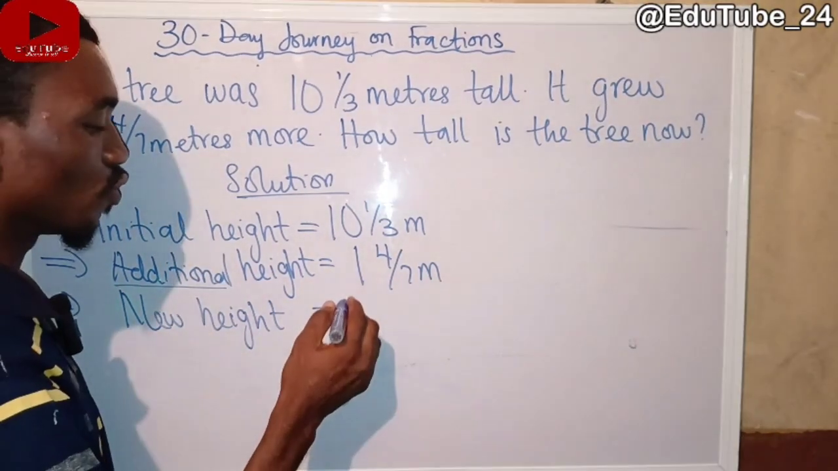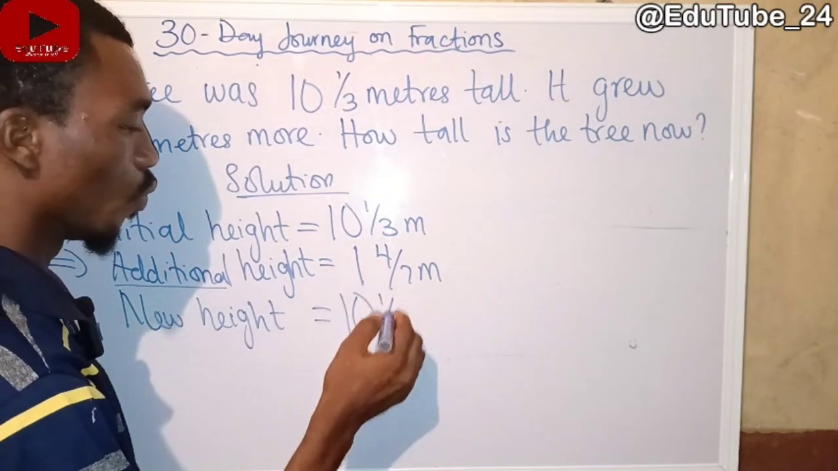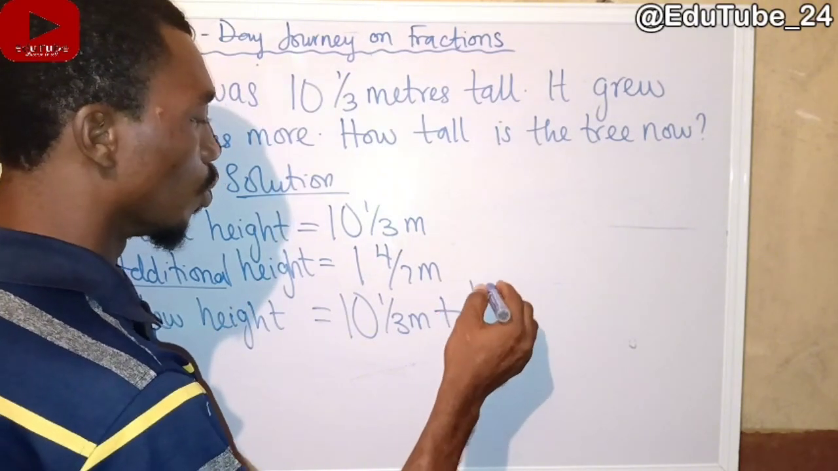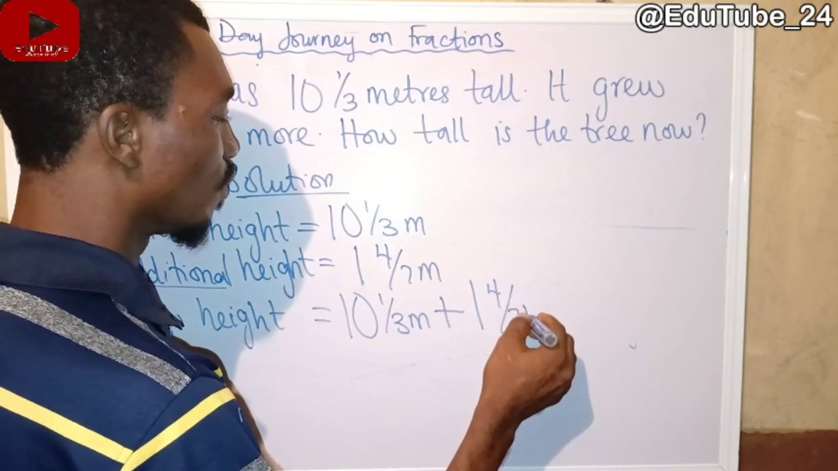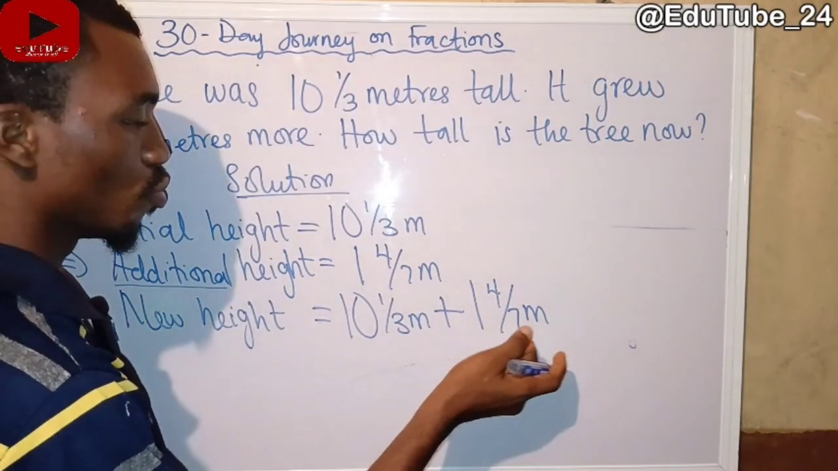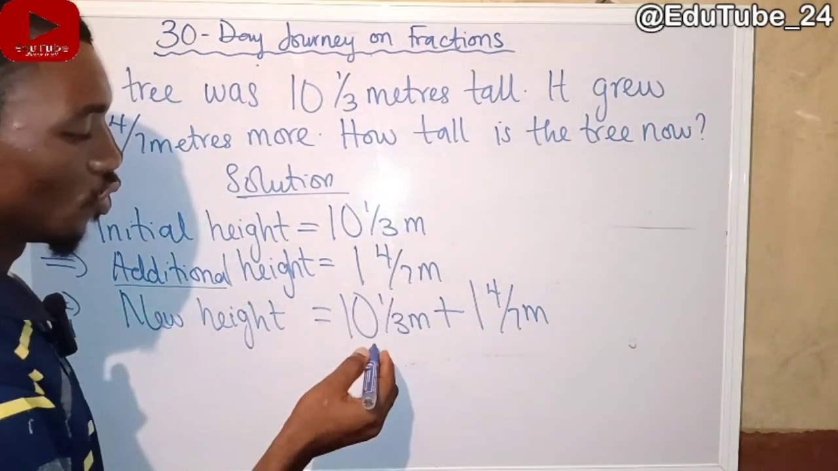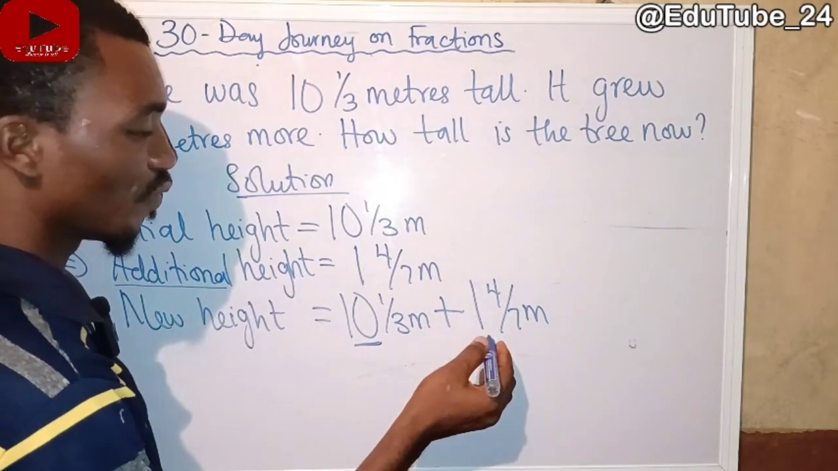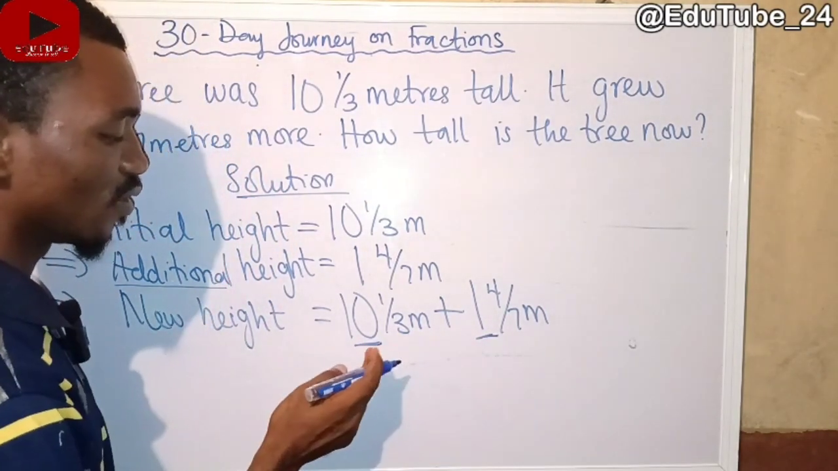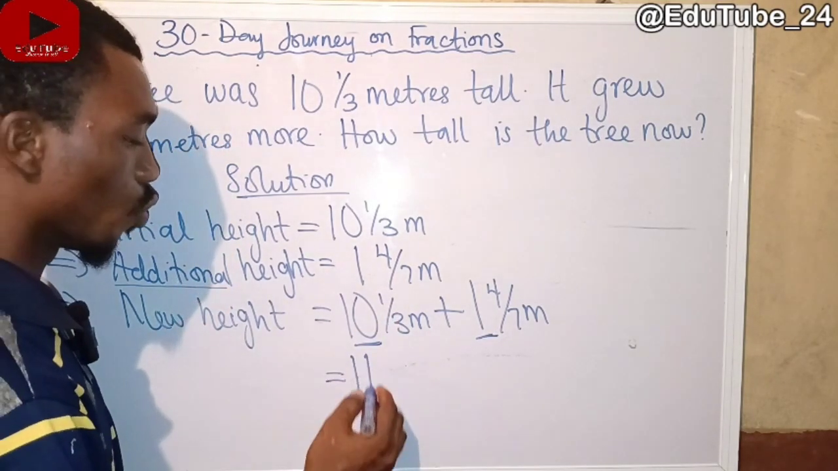Now with this statement, you should already know what to do. Additional means, to find the new height, we say 10 and 1 over 3 meters plus 1 and 4 over 7 meters. Now this is the initial height, and then it grew more with this value. So we need to find a new height. So we are adding. Don't forget to focus first of all on the whole number. So this whole number plus this whole number, that is 10 plus 1. We are going to have 11 as the whole number.